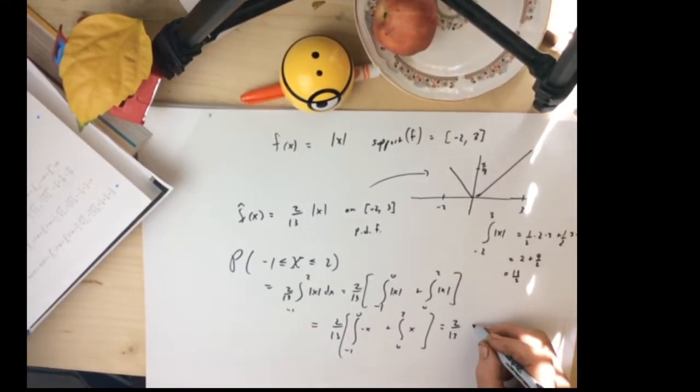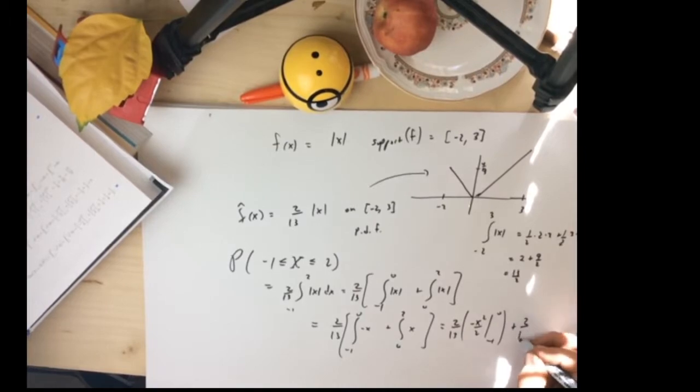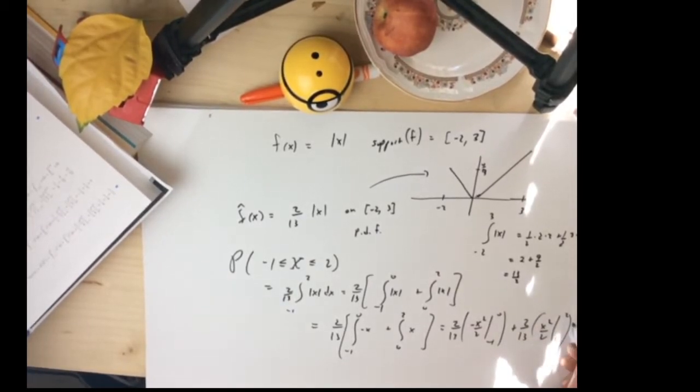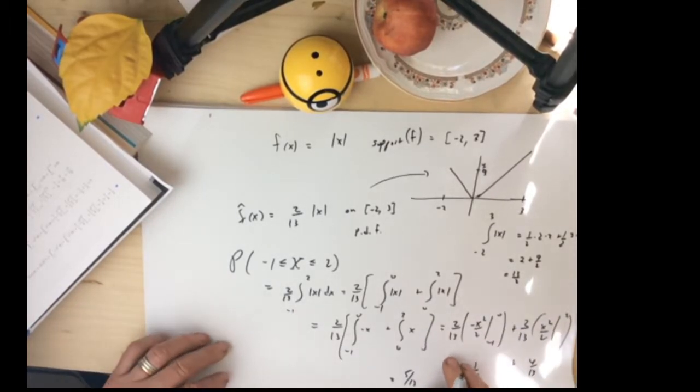2/13 integral of minus x will be minus x squared over 2, evaluated from minus 1 to 0, plus 2/13 x squared over 2, evaluated from 0 to 2. And now both of these evaluations are quite simple. 2 minus 0 will be 2, so we get 4/13 for that. And this one over here will be 0 minus minus 1 will be 1/2. It'll be 1/13. So we'll get 5/13. So the probability that the random variable takes on a value between minus 1 and 2 is 5/13. So it's fairly straightforward, simple calculation.